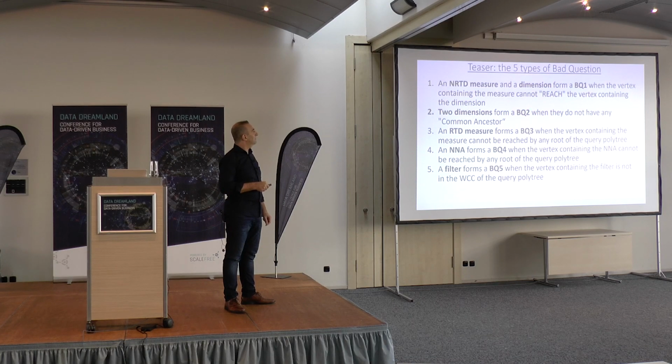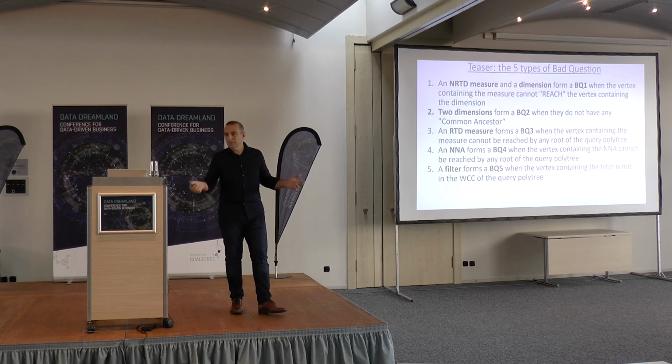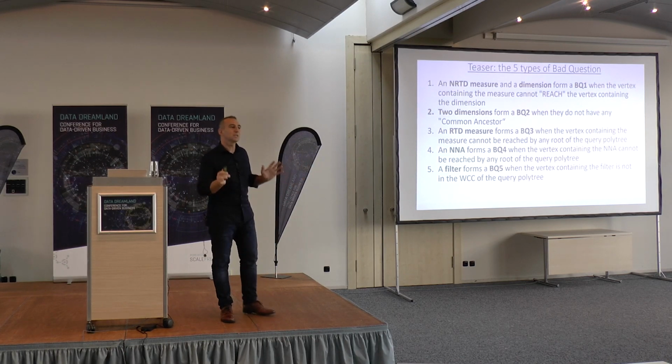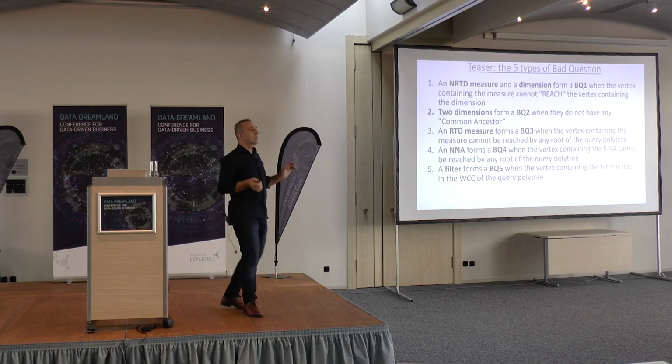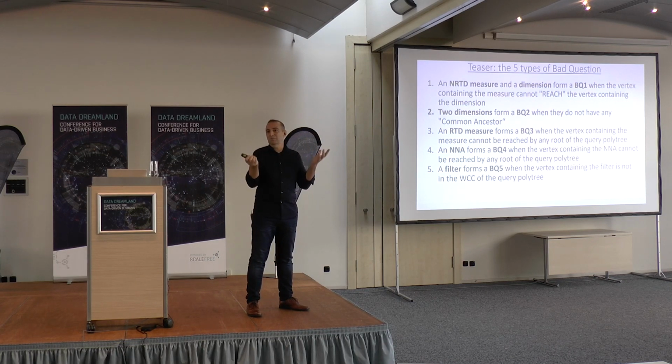Then, bad question number 2. Two dimensions form a bad question type 2 when they do not have a common ancestor. What is a common ancestor? You can even Google it. But this, believe me, works. If they don't have a common ancestor, which is pretty much a common root of the tree, well, you can do a query of them, but you're creating Cartesian combinations. This is what I call a chasm trap.